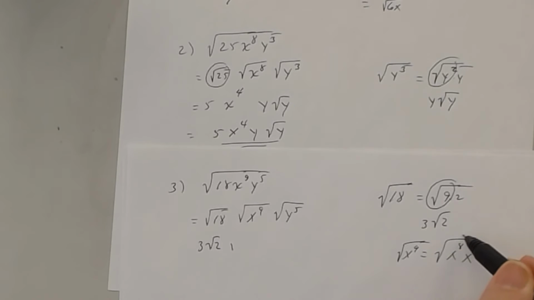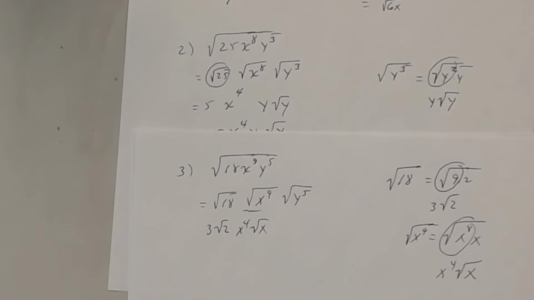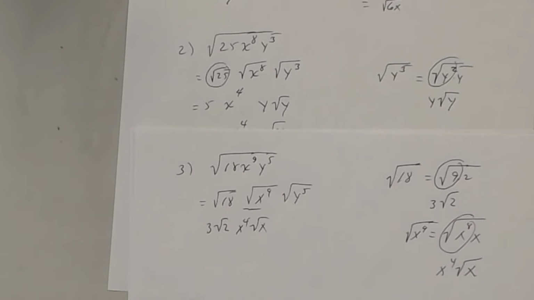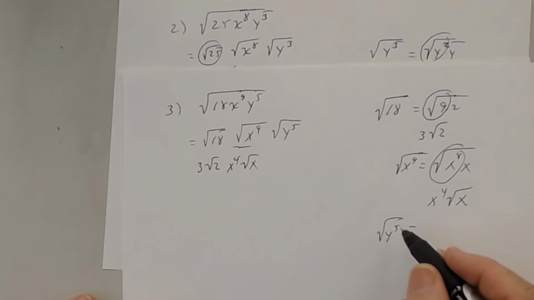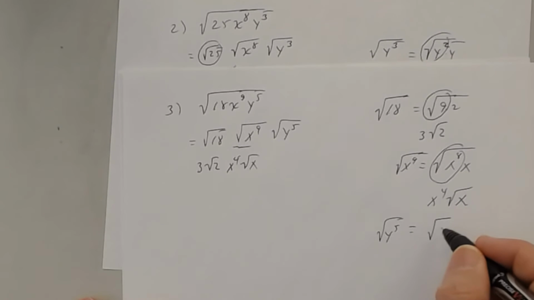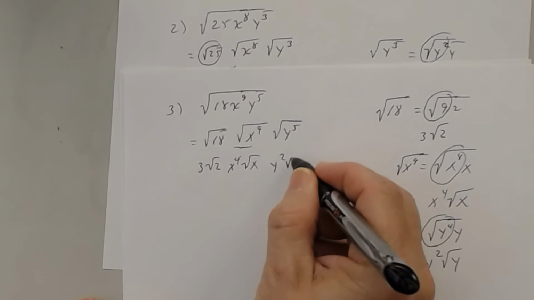And what's the square root of x to the 8th? x to the 4th times the square root of x. So that's this right here, x to the 4th, square root of x. And now what part do I have to simplify? The square root of y to the 5th. So again, make it easier on yourself. What's the largest whole number less than 5 that's divisible by 2? 4. So that's the square root of y to the 4th times y. And what's the square root of y to the 4th now? y squared. And you're left with the square root of y. So that's this right here, y squared, square root of y.